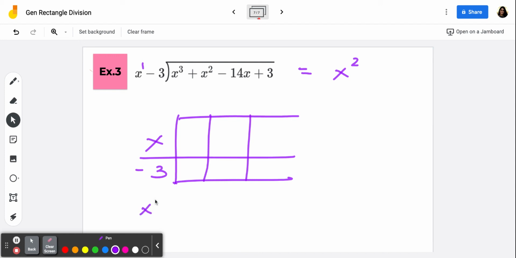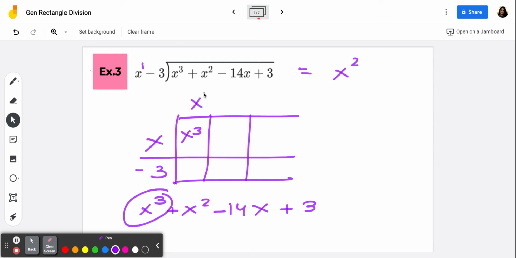Okay, at the bottom we have x cubed plus x squared minus 14x plus 3. All right, let's start. This first one always goes right here, x cubed, and we use it to start our process. Ask yourself what has to go up here to create an x cubed when multiplied by an x. X squared. X squared times x makes x cubed. X squared times negative 3 makes negative 3x squared. We don't want a negative 3x squared. We want a positive 1x squared.